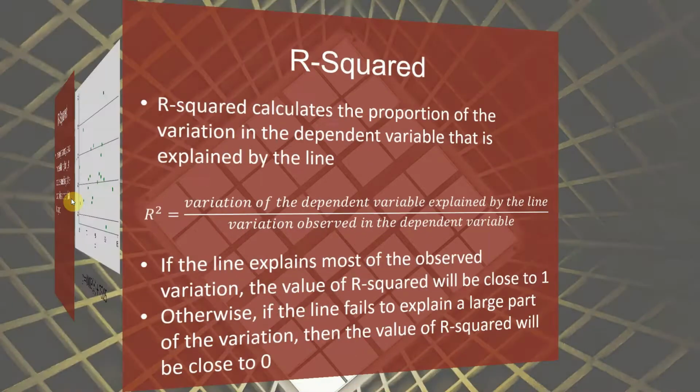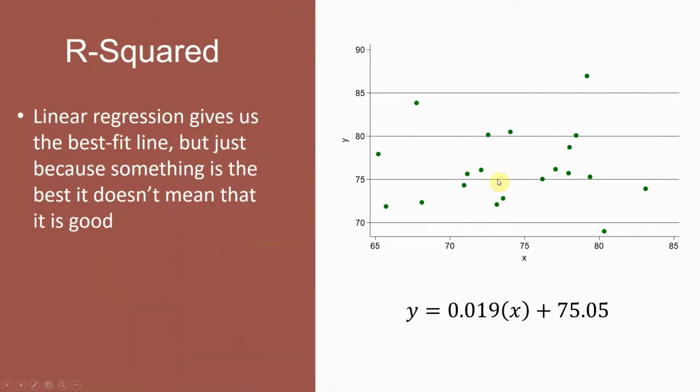If we feed this into statistical software and calculate the R-squared value, we are going to see that the R-squared value is somewhere around 0.0005, which is very low. And as we said, the closer it is to 0, the worse fit the line is going to be.